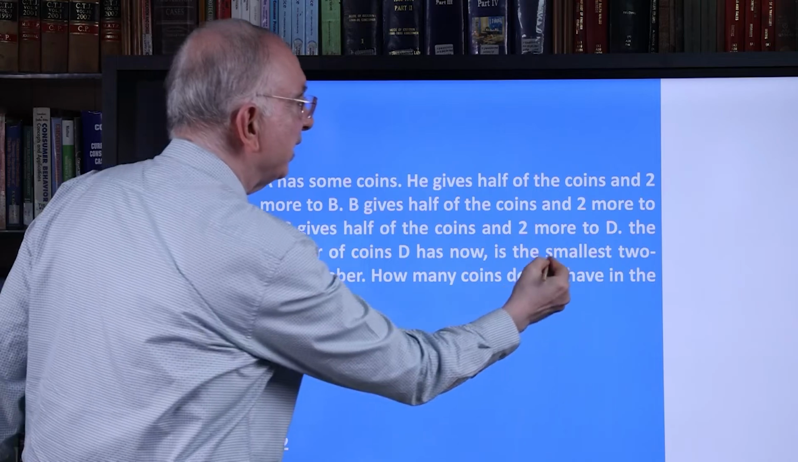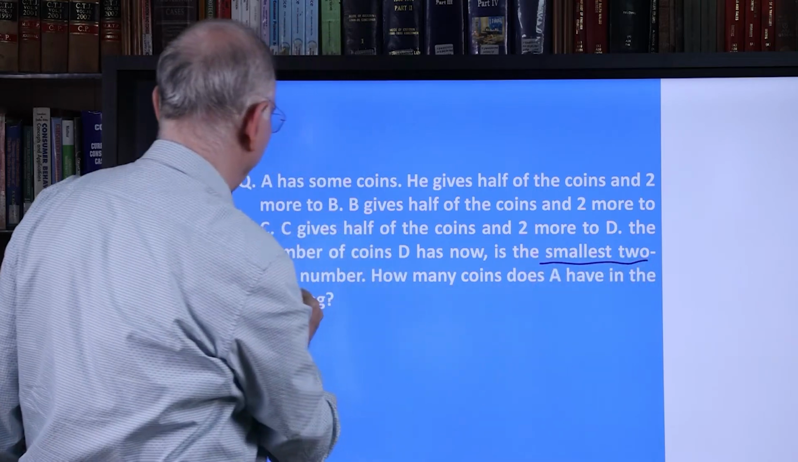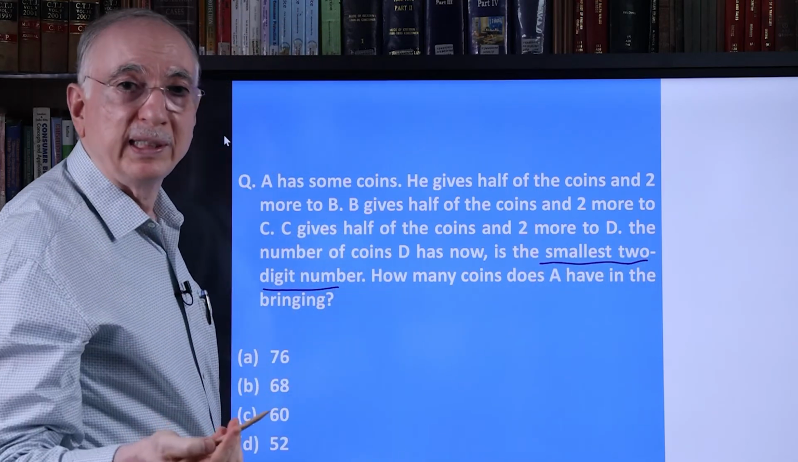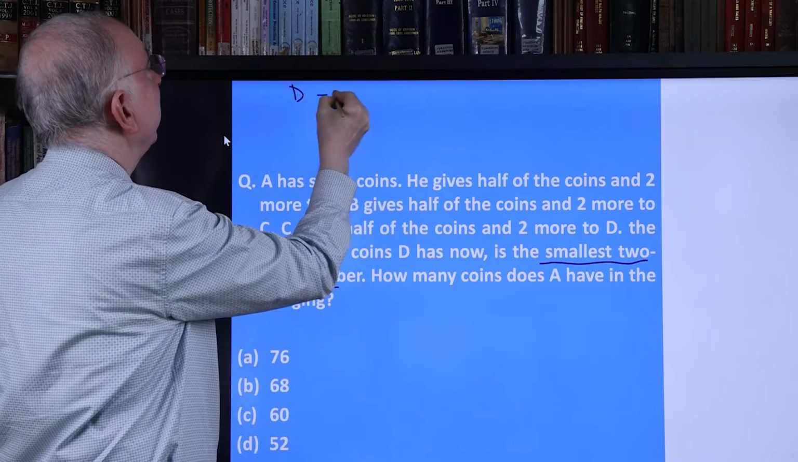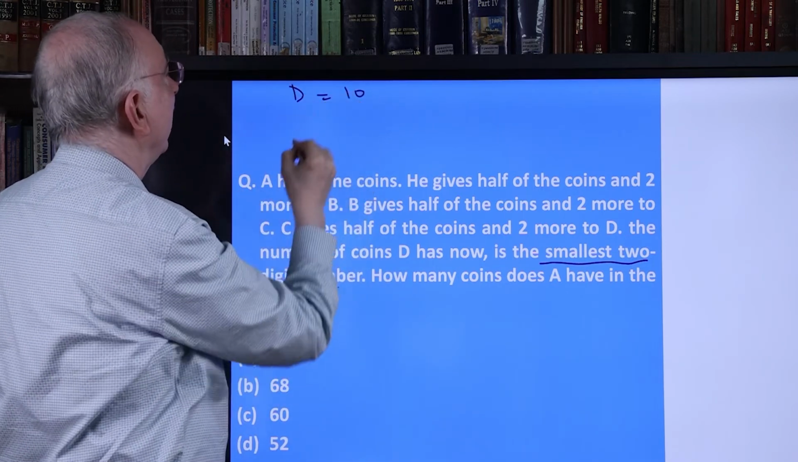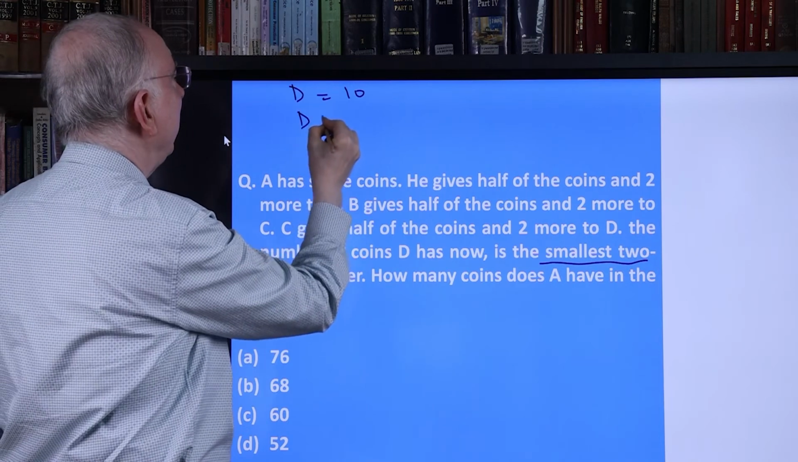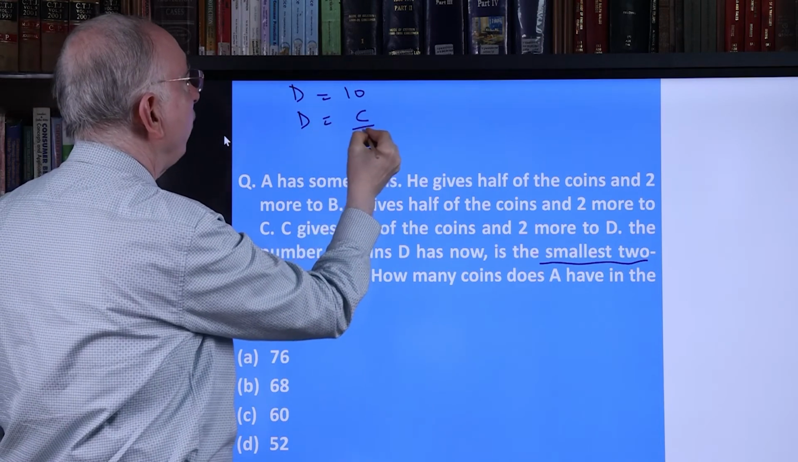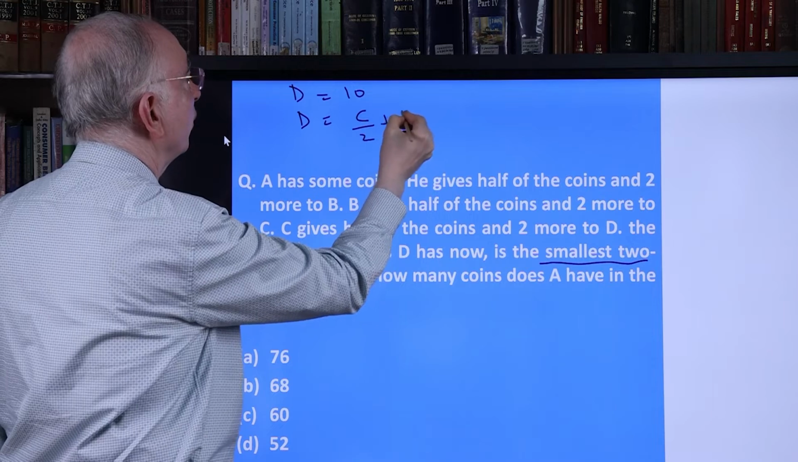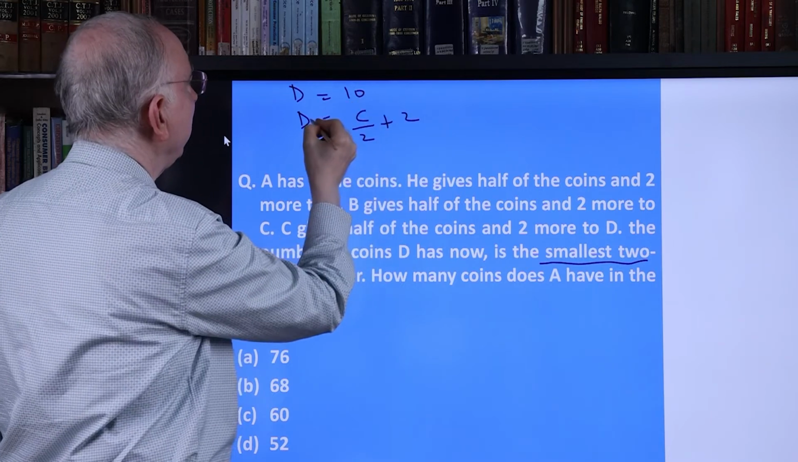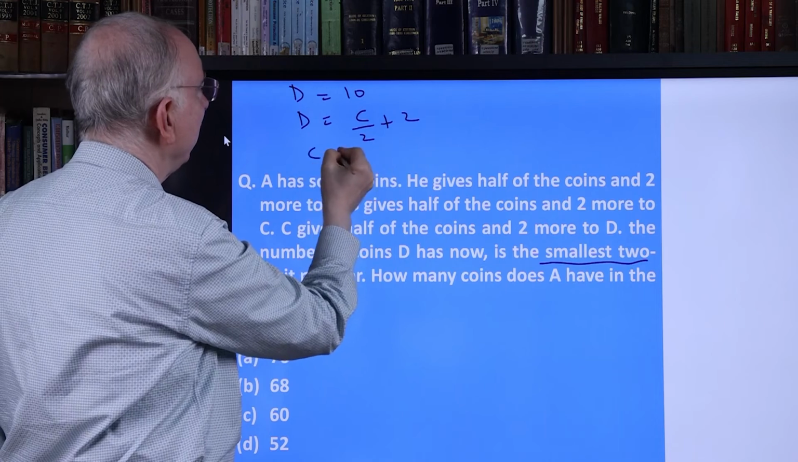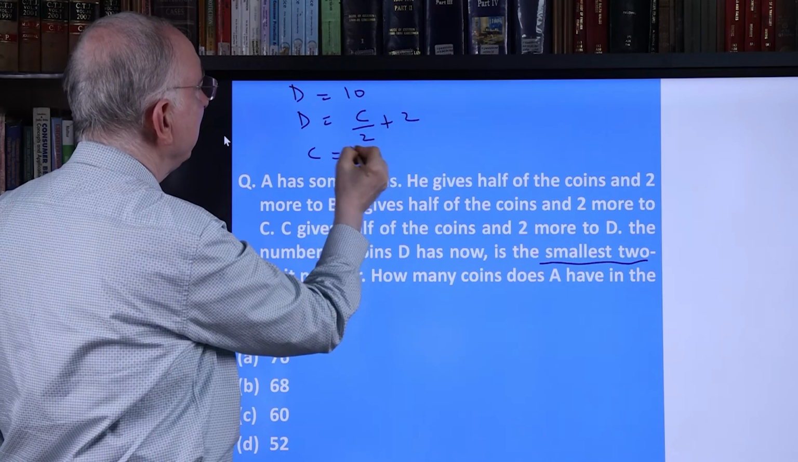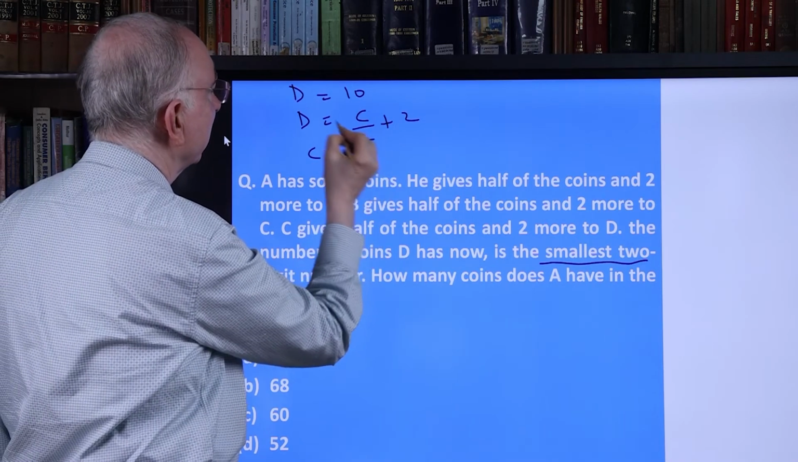We have to see this smallest 2-digit number. All of us know this is 10. So that means D has 10 coins, and D also has half of C's coins plus 2, and we substitute D as 10. Then solving this equation we get C is equal to 16.